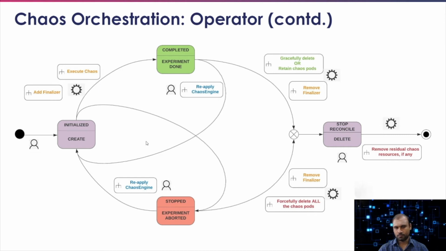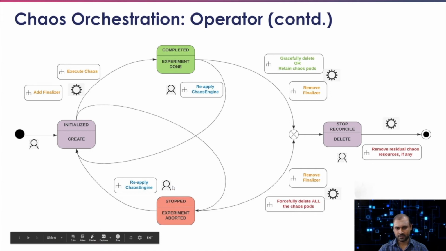The other flow is the initialized state to a stopped state. So the experiment has been started, it is going on, and you feel that you want to abort the experiment. You can do so in two ways: by setting the engine state to stop via a patch operation, or you can delete the chaos engine. If you have patched the engine for abort, then the operator is going to set the engine status to stopped.